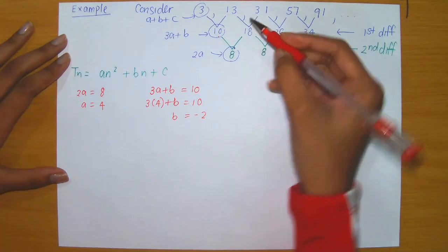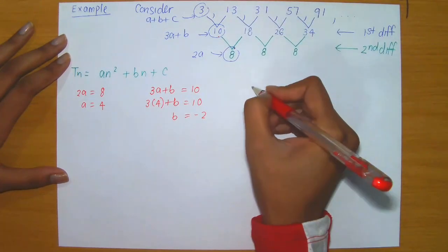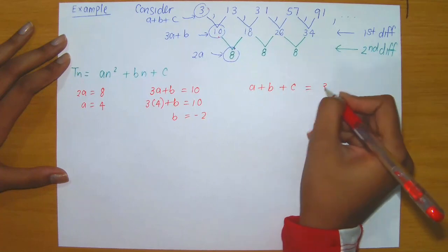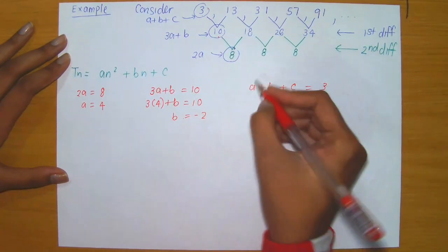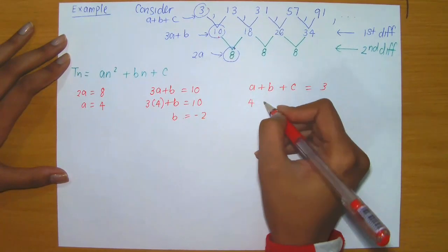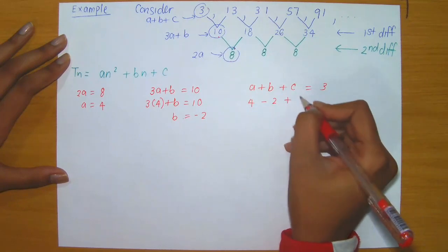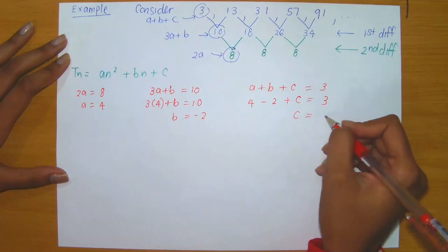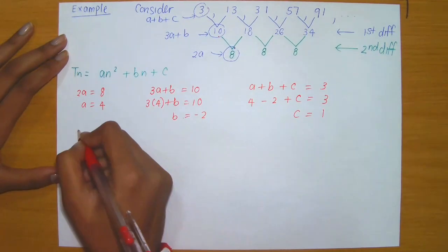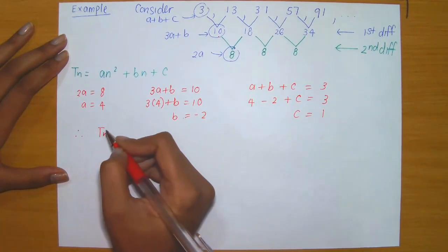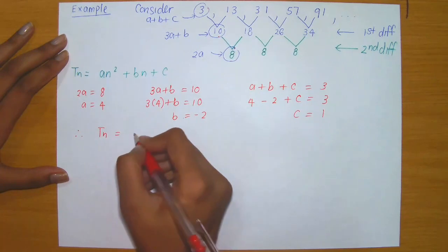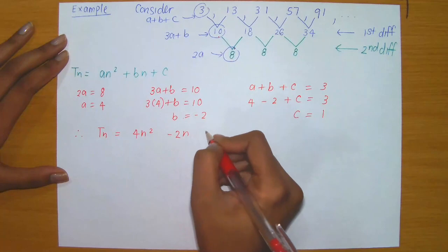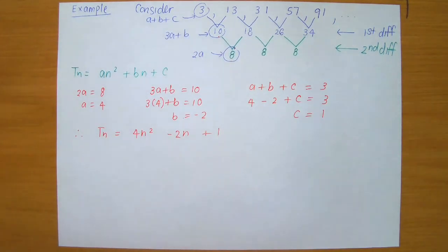Right, and lastly, now at the top we've got a plus b plus c equals 3. I know what a is and I know what b is. A is 4. B is negative 2. C is what I'm solving for, and we observe that c equals positive 1. So therefore, the general term Tn is equal to 4n squared minus 2n plus 1.